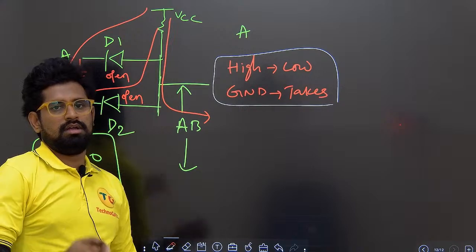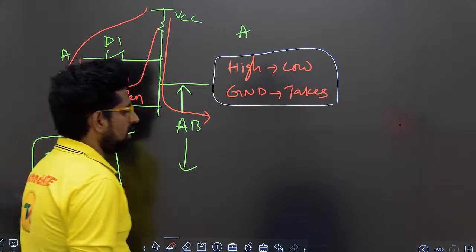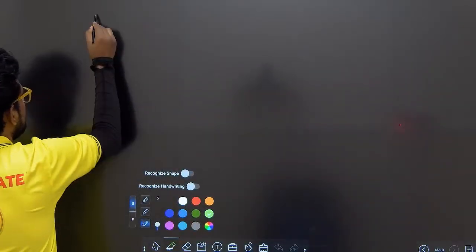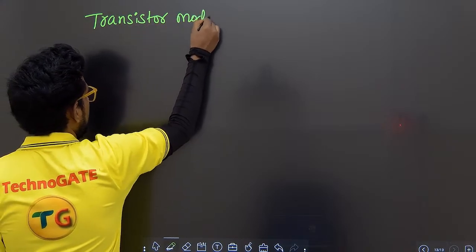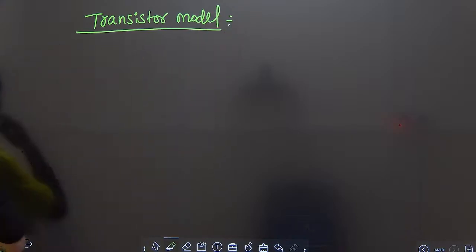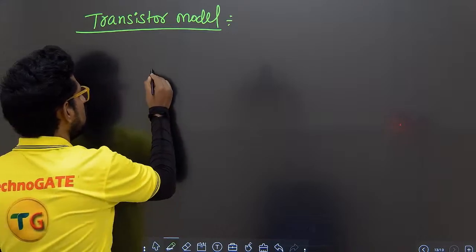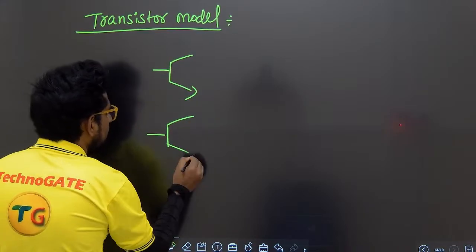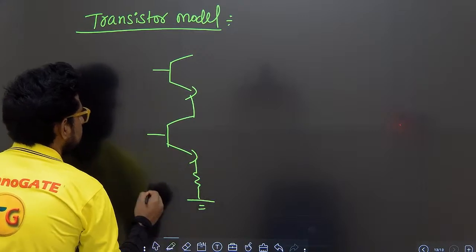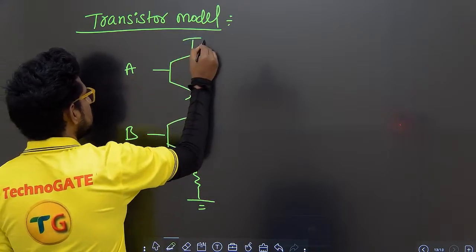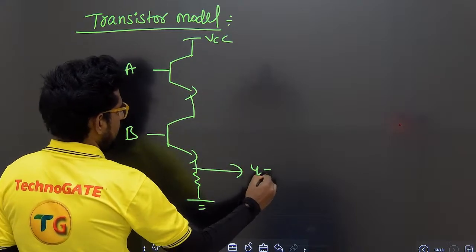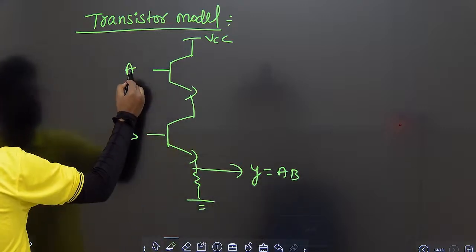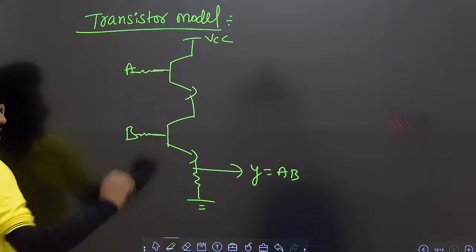Now let us discuss the transistor model of AND gate. You need to study each and every point in depth. So let us study the transistor model. The transistors are connected in series. This is A, this is B, this is VCC, and the output is collected here. You can keep resistors, or you can give it directly here.